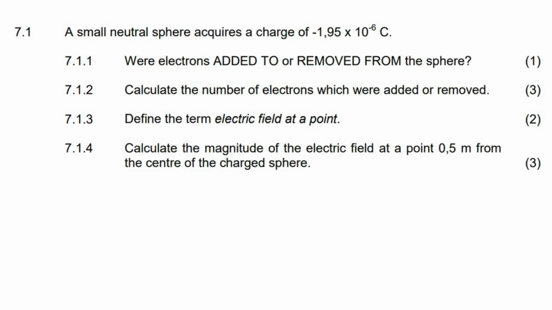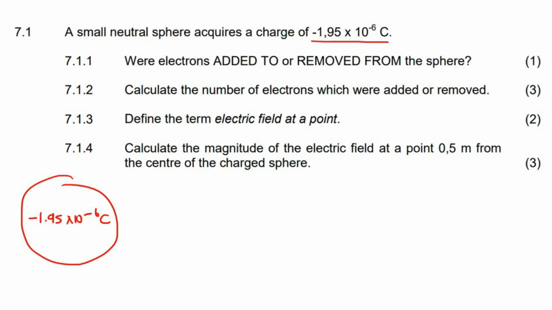We are told that a small neutral sphere acquires a charge of that over there. Okay, so let's quickly draw that out. We have a sphere, and let's draw it a bit bigger. And this thing has a charge of minus 1.95 times 10 to the minus 6 coulombs. Then it says, were electrons added or removed?